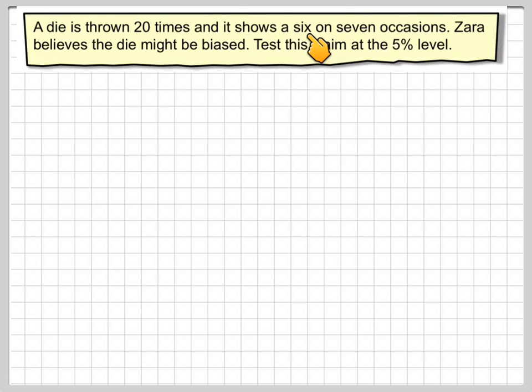If we got a 6 on 7 out of 20 throws, we might think the die might actually be biased, so we're going to test that using a significance test. The bits in blue here you don't actually have to write down, they are the steps. The first step is to state the null and the alternate hypothesis.